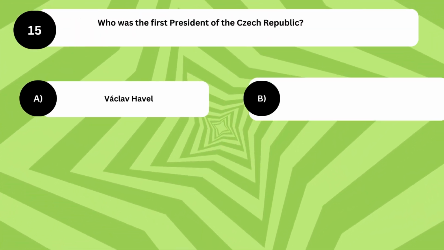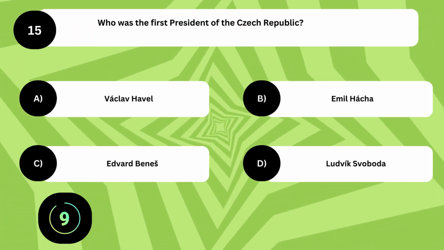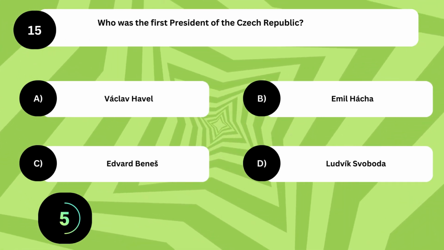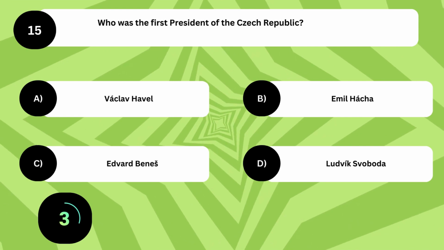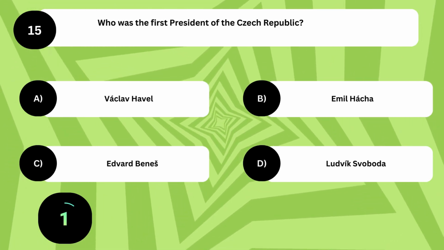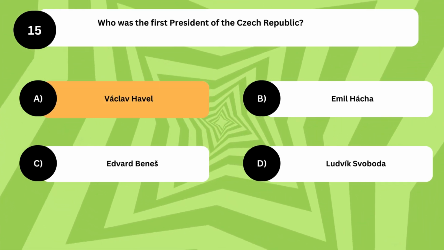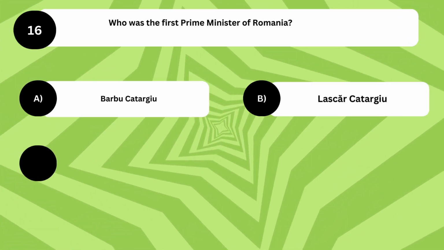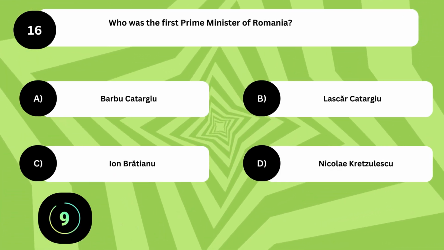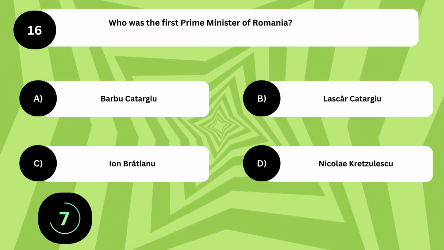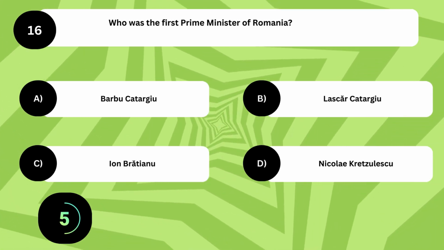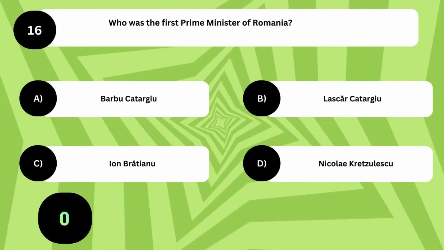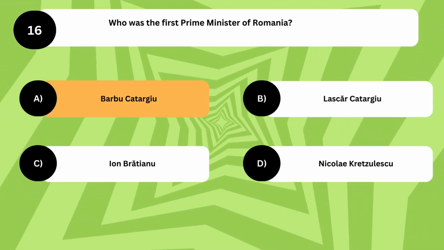Who was the first President of the Czech Republic? The answer is Václav Havel. Who was the first Prime Minister of Romania? The answer is Barbu Catargiu.